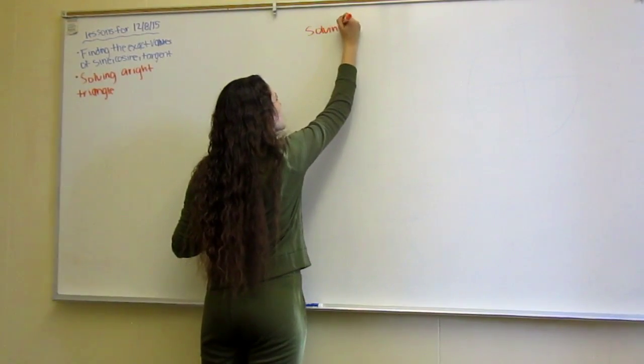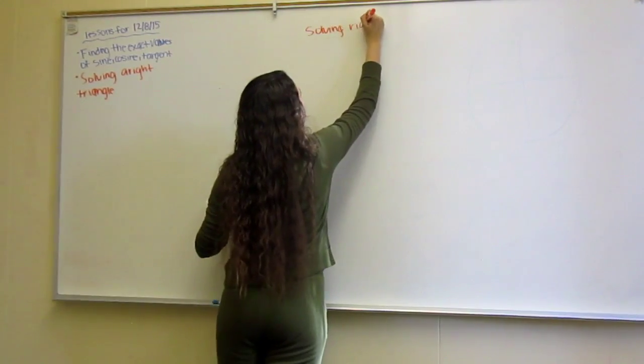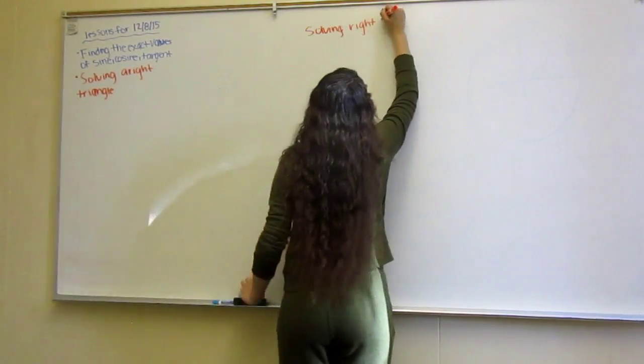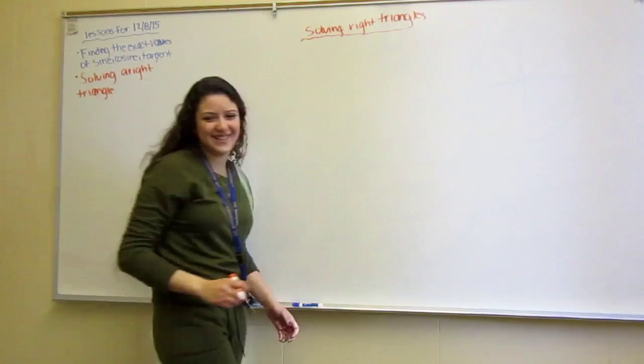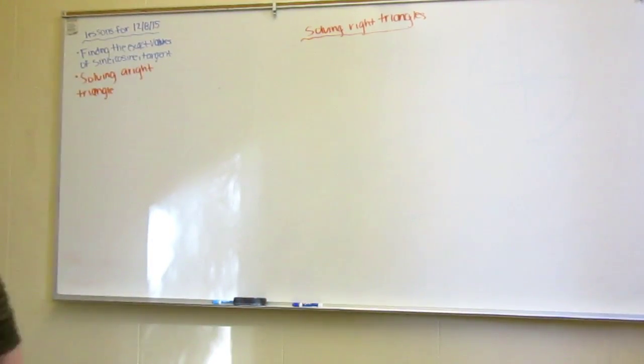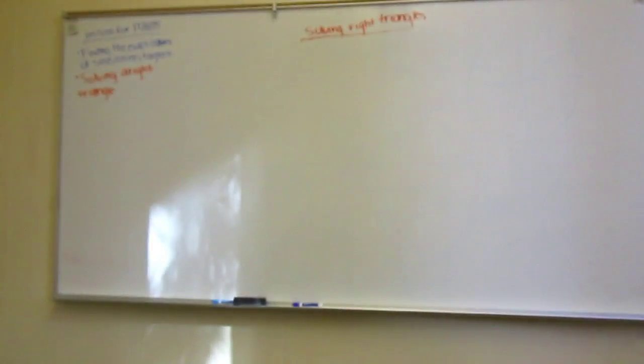Solving right triangles. How do you know if it's a right triangle though? Because it's pointing right and it has 90 degrees.